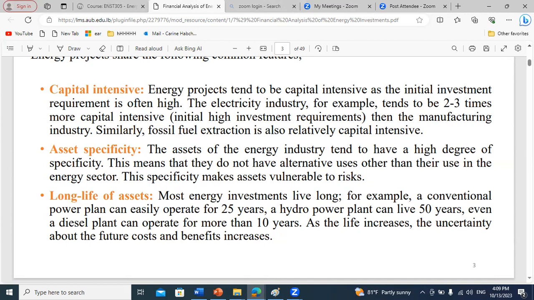Another issue is the long life of assets. Most energy investments live long. For example, a power plant can operate for 25 years, and a hydropower plant can live 50 years. Even for the simplest case, a diesel plant, it will operate for more than 10 years.